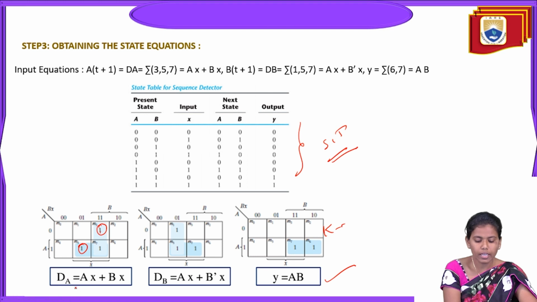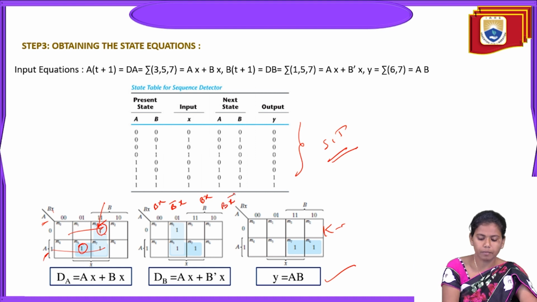So here dA is nothing but AX plus BX. One is over here and one is over in the B. Likewise dB is AX plus B bar X. Why B bar X here? Because we have the complement; 0 is nothing but the complement. Here it is BX, and here it is BX bar. So here AX is one, A X plus B bar X. So here it is B bar X.